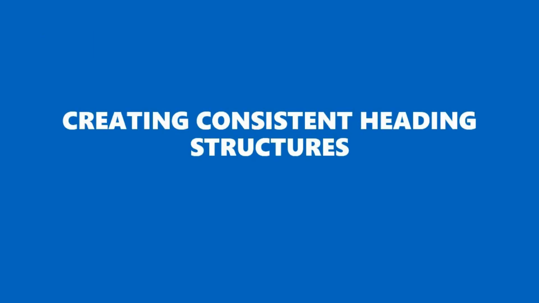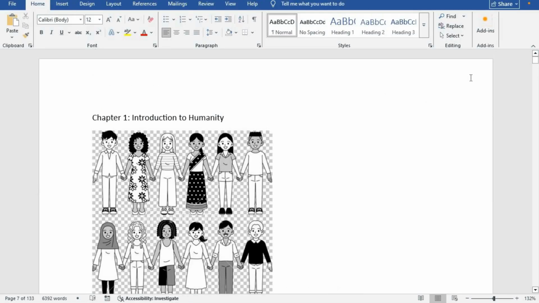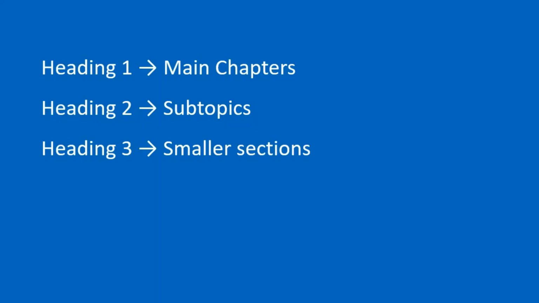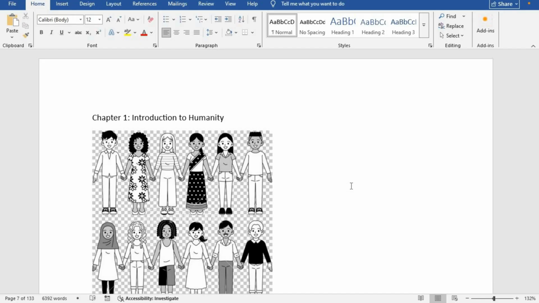Section 7.1 Mastering Headings. Let's learn how to create consistent heading structure. In Microsoft Word, using real heading styles creates structure. Think of them like chapters in a book. For example, we have Heading 1. This is often used for main chapters. Heading 2 is mainly used for subtopics, and Heading 3 is used for smaller sections. Knowing how to use these heading styles creates a clean hierarchy inside your document.